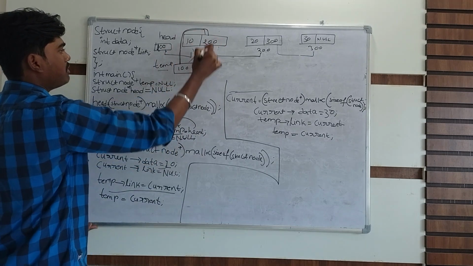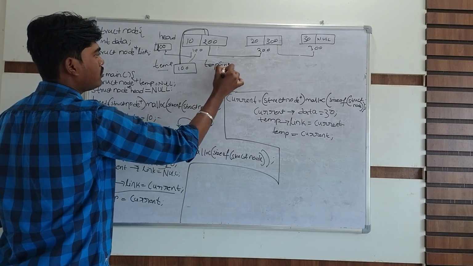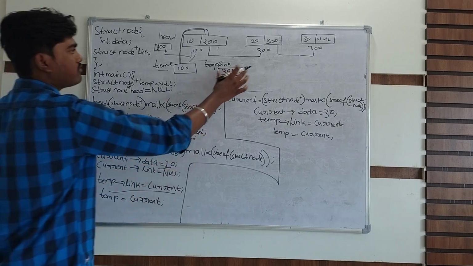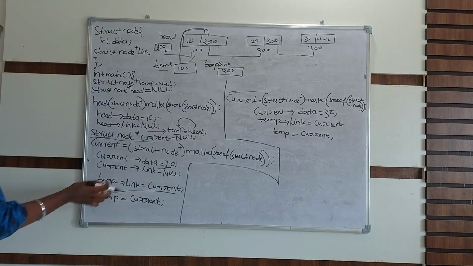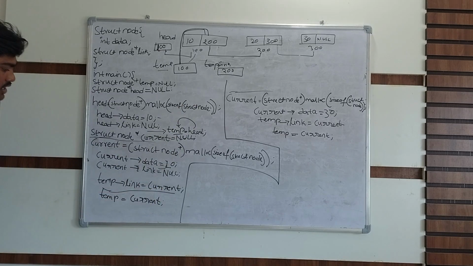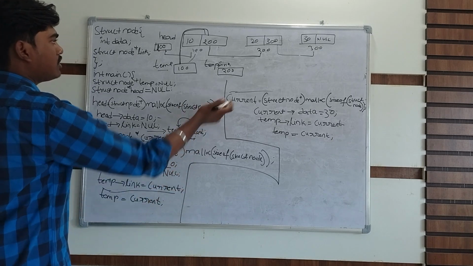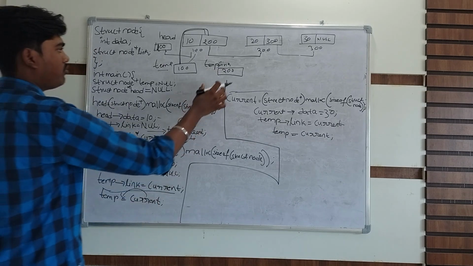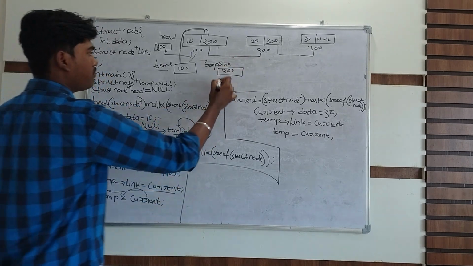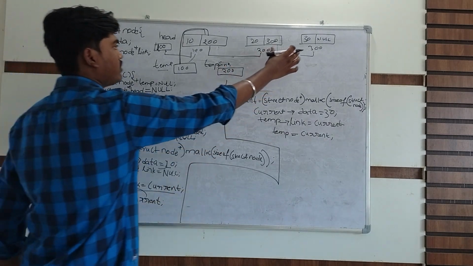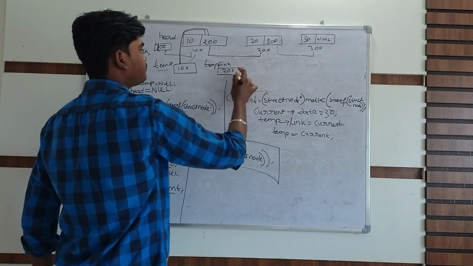Temp link means this. Temp link how? 200. 200 is the address of the second node. Then we are connecting the first node to the second node by using temp link is equal to current. After that we are storing this current into temp. Now current, how much is current? 200. After that temp becomes how much? 200. Like that. The same thing is applicable for the third node also.